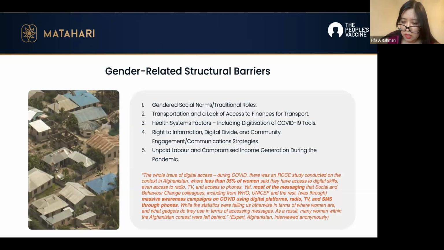The extreme example that we cited here was a case in Afghanistan where the quote comes from. There you've got a quote from an expert that we interviewed anonymously because of sensitivities around the Taliban, where less than 35% of women said they have access to digital skills or radio or TV, or even access to phones. But most of the messaging that happened through WHO, UNICEF, and the rest was through massive awareness campaigns on digital platforms and radio, TV, and SMS. So many women within the Afghanistan context were left behind.